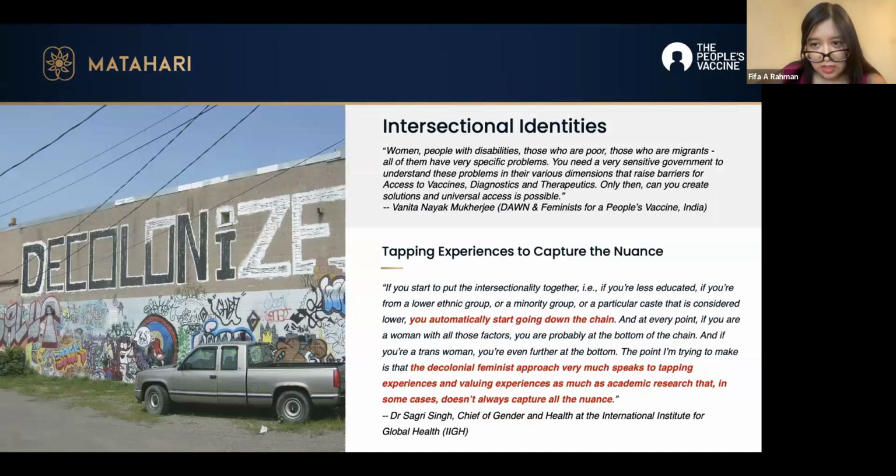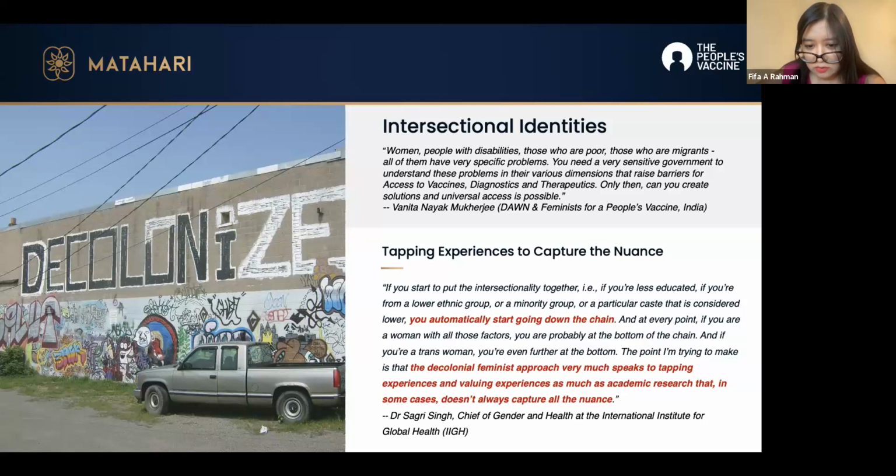Next is intersectional identities. We looked into the situation where you have a woman who might not have access to transport and might be responsible for taking care of children, who is also disabled or also a migrant and maybe locked out of government-provided vaccination and testing services. And as you can see, this quote from Vanita Mukherjee from Dawn in India: you need a very sensitive government to understand these problems in their various dimensions, and only then can you create solutions and universal access is possible.